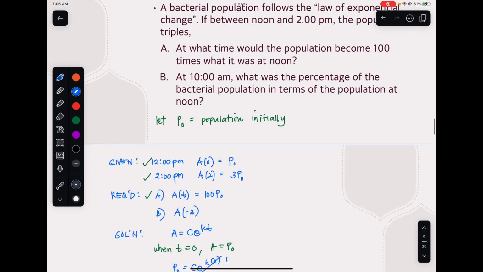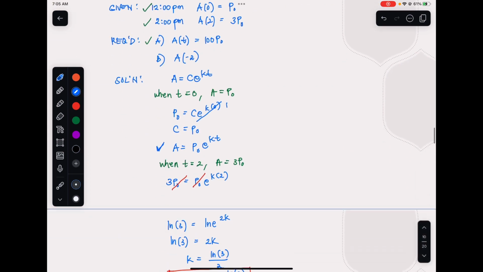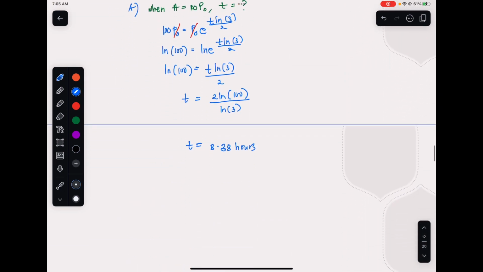The question is, at what time would the population become 100 times what it was at noon? So we are asked the exact time. Since we are given 12 noon, which is an exact time, then another given is 2 p.m. So this one is only 8.38 hours from 12 p.m. So what's the equivalent of this to an exact time?